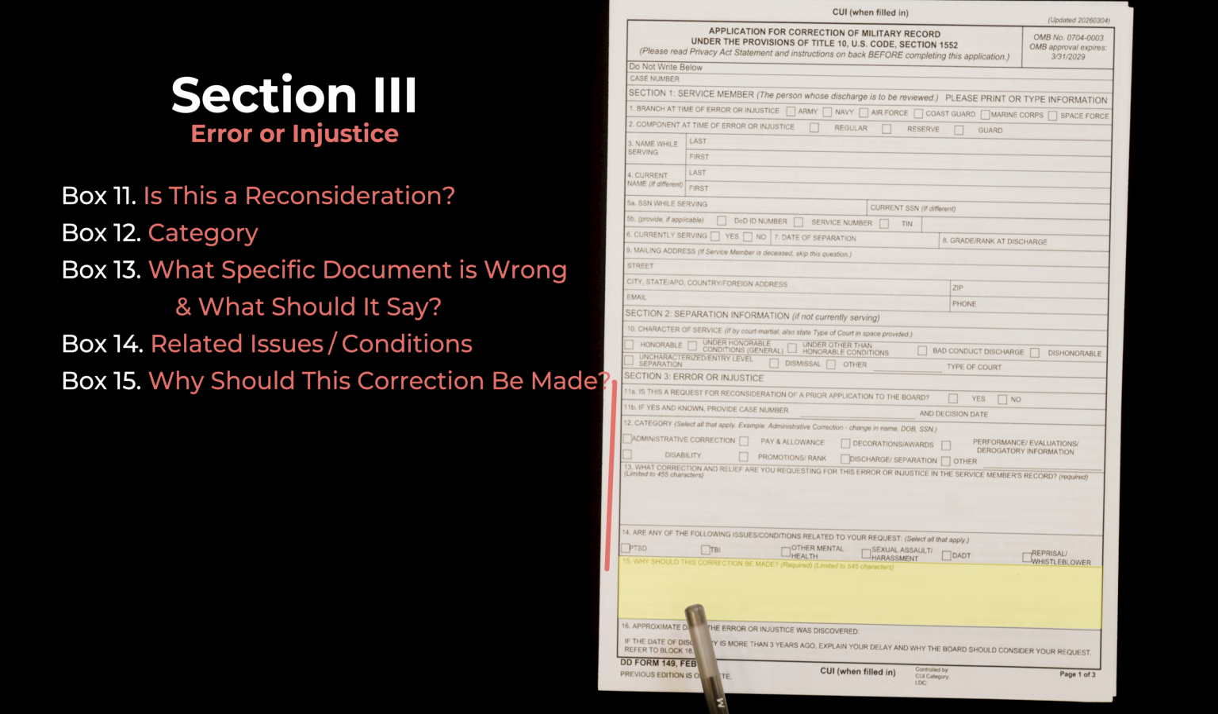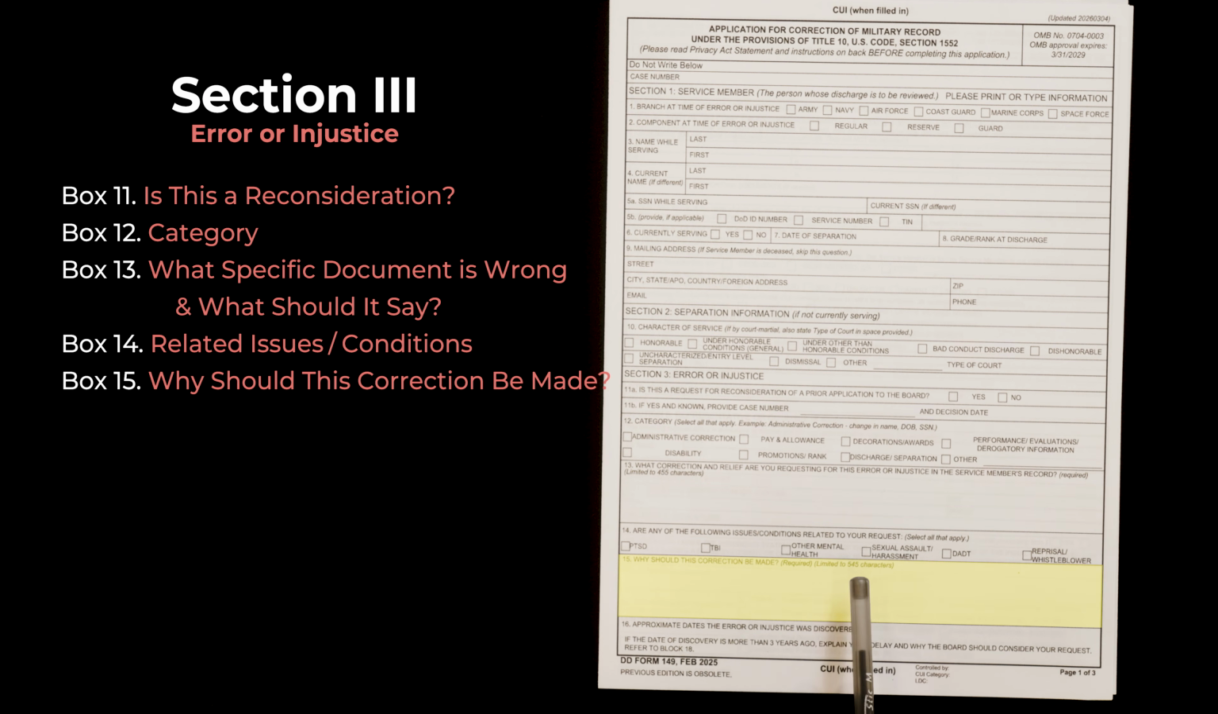Box 15 is the most important box on the entire form. You have 545 characters, another hard limit. And this is not where you tell your story, it's where you make your legal argument in plain language. The board needs to see one of two things: the entry in your record is factually wrong, or it produced an unjust outcome. Give them one of those clearly.